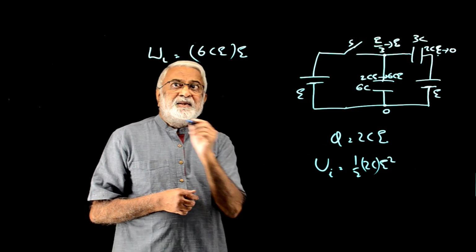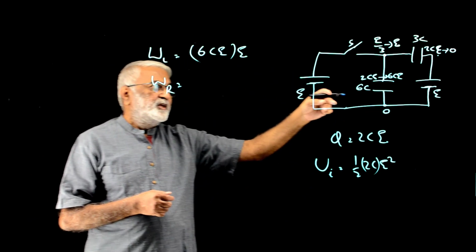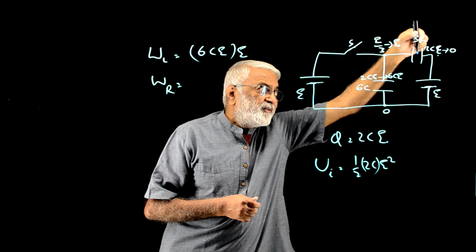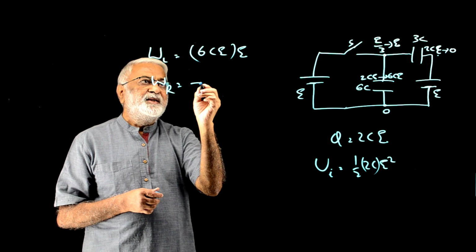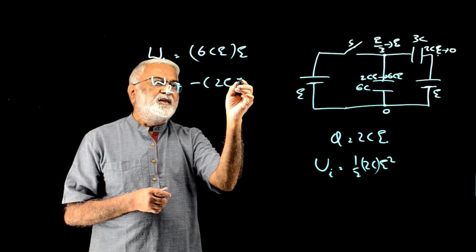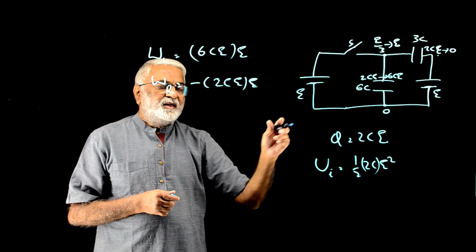And what is the work done by the other cell on the right side? This is after the switch is closed. This is charge 2C flowing towards the positive terminal, right? So negative work is done here. So minus 2CE into E. Work is done on the cell and by the system.